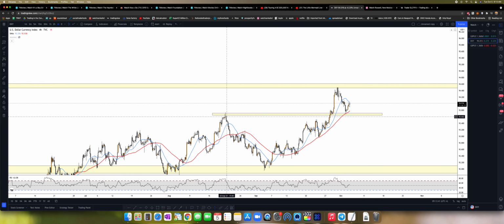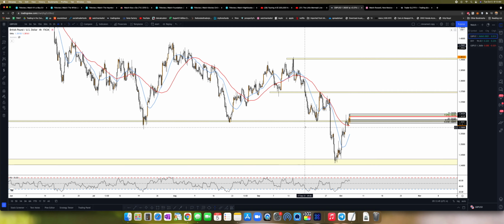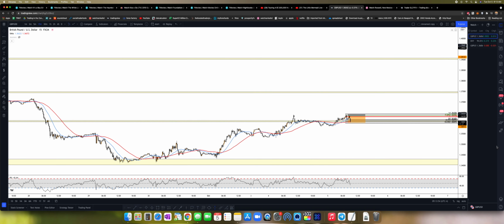We have an uptrend. We have price breaking above this resistance, now in the form of support. We have price rejecting off this 50 SMA. And that was enough confirmation to tell me that the dollar was still continuously going strong. Now, we drop to a 15-minute time frame.